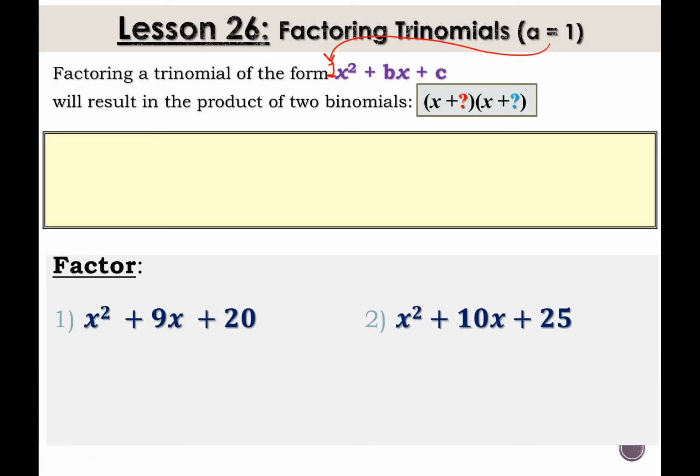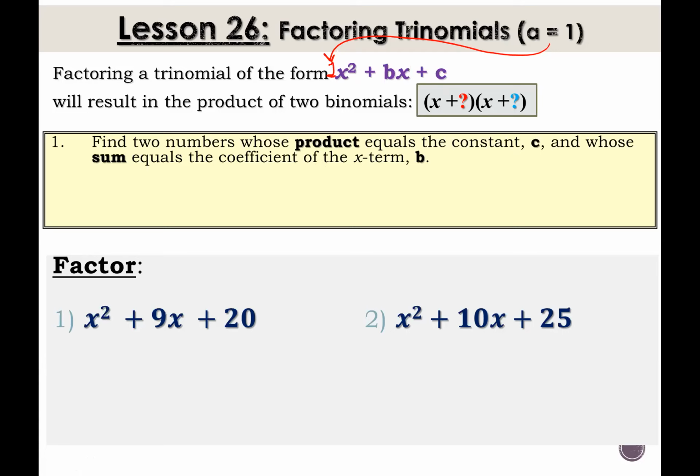So instead of distributing and multiplying two binomials together like we've already done, now we're going to start with a trinomial and end with our two binomials. It's sort of the reverse of some of the questions you would have answered on our first test and some of the things we learned about with multiplying polynomials. Let's look at some steps.